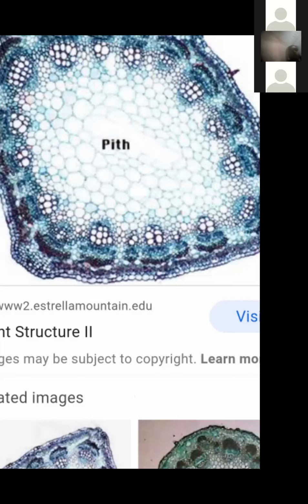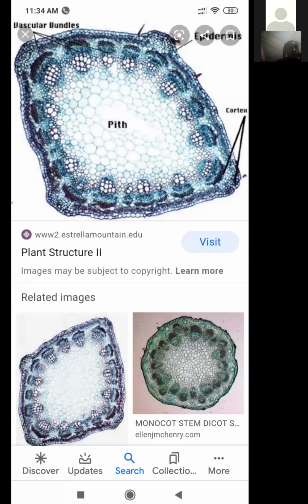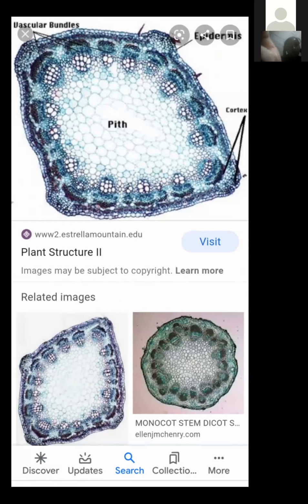Okay, see here. This is the dicot stem. In your 8th class, we already discussed that based upon the presence of cotyledons, plants are majorly categorized into two types, dicots and monocots. Here we are seeing the TS of dicot stem. These are the vascular bundles. This is the epidermis, that is the dermal tissue.